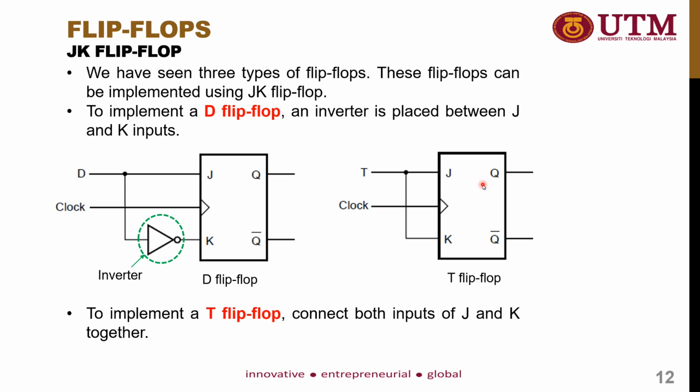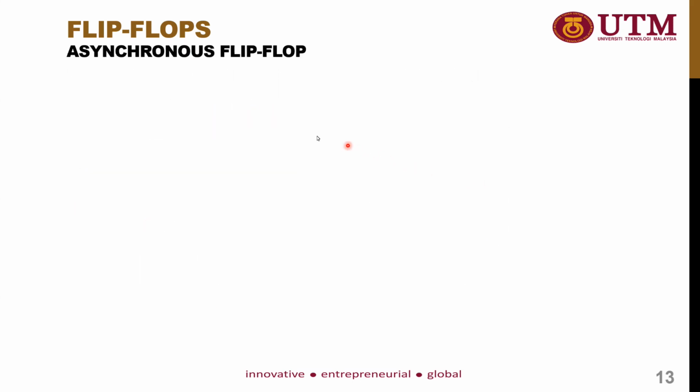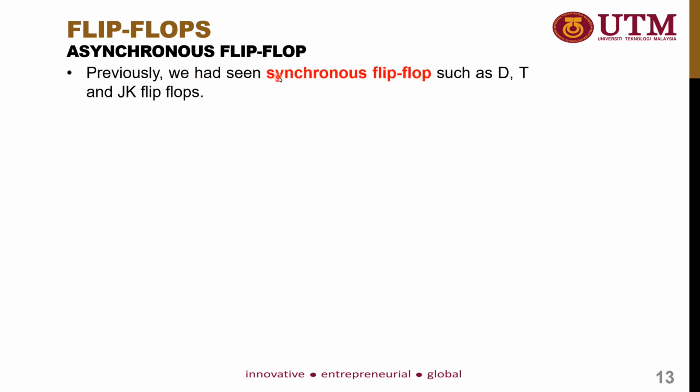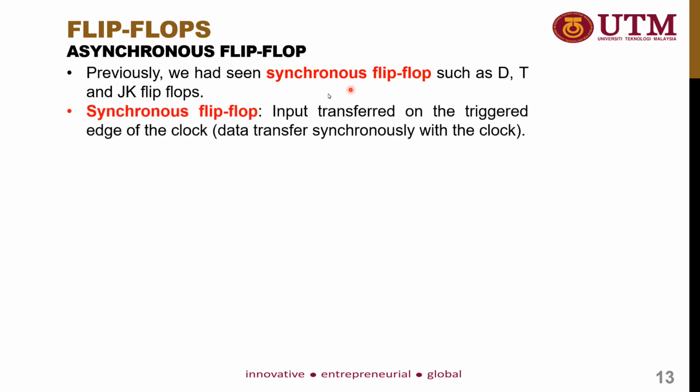Next, I will show you the asynchronous flip-flop. So what is actually an asynchronous flip-flop? Previously, we have seen synchronous flip-flops such as D, T, and JK flip-flop. But I haven't explained to you what synchronous and asynchronous flip-flops are yet. A synchronous flip-flop is defined as the input transferred on the triggered edge of the clock. So data is transferred synchronously with the clock.